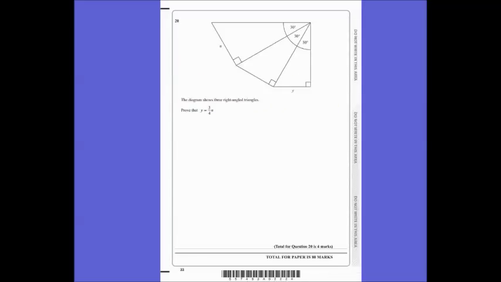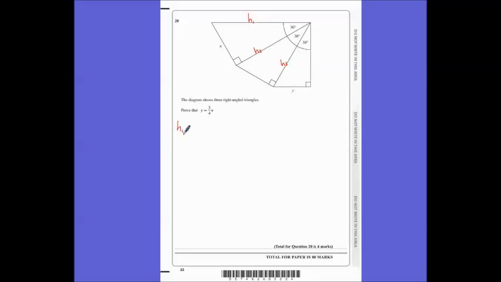Question 20. It says the diagram shows 3 right angled triangles, prove that y equals 3/4 of n. Now y and n are separated by this triangle in the middle, so we need to work out some of these lengths. Now the biggest thing that we know how to work with in right angled triangles is the hypotenuse. So I'm going to work out the hypotenuse of each of these. I'm going to call this h1, I'm going to call this h2, I'm going to call this h3.